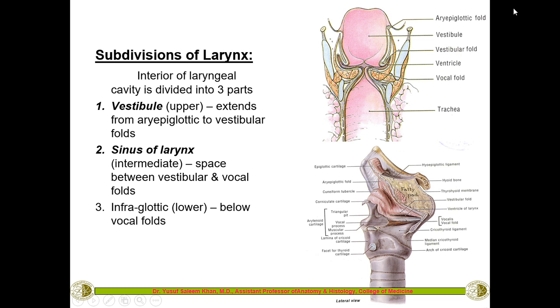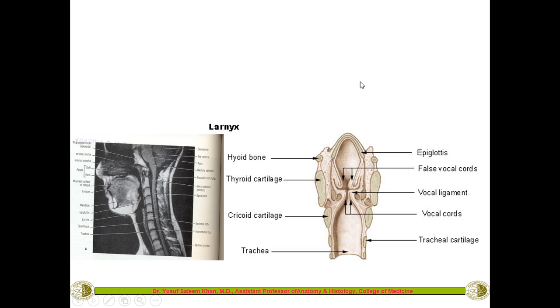The third is the part below the vocal fold. This is called the infraglottic part, just above the trachea. These are the three parts. One is the vestibule, which is from the epiglottis up to the vestibular fold. The space between the vestibular and vocal folds is called the ventricle, or the sinus of the larynx. And the part below the vocal folds is called the infraglottic part.